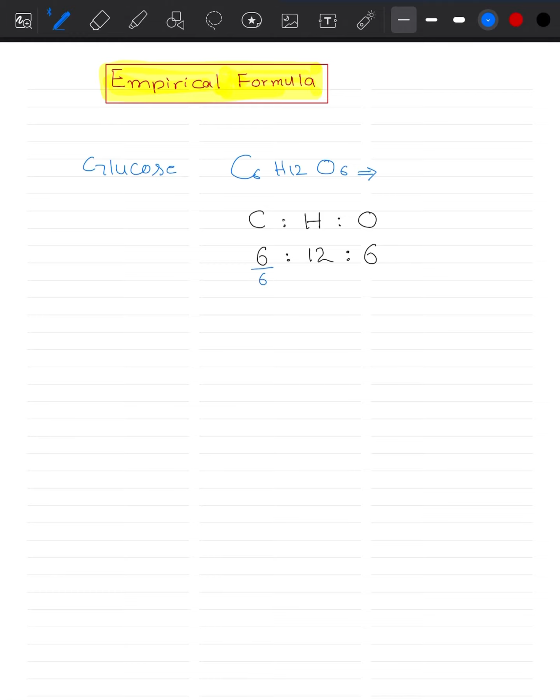So if we divide by 6, 6 divided by 6 is 1, 12 divided by 6 is 2, and 6 divided by 6 is 1. So we have the simplest ratio, which is 1:2:1. So we can write it as C1H2O1. So we can also write it as CH2O. This formula is the empirical formula because it shows the simplest ratio of the atoms.